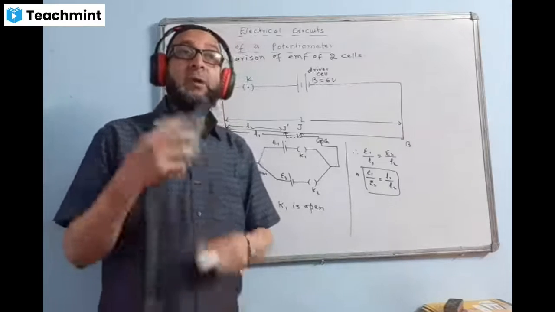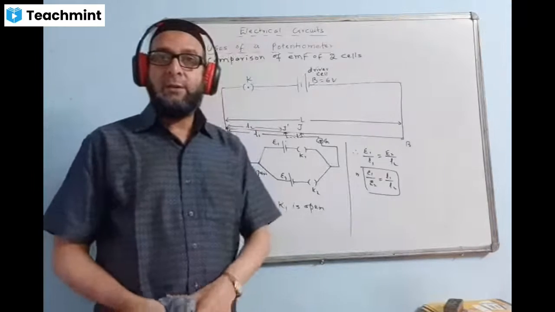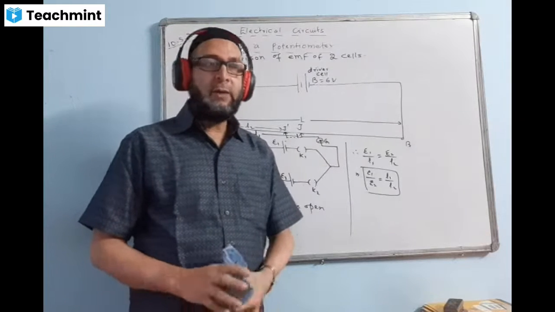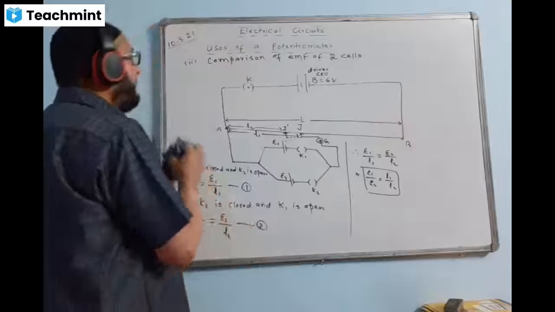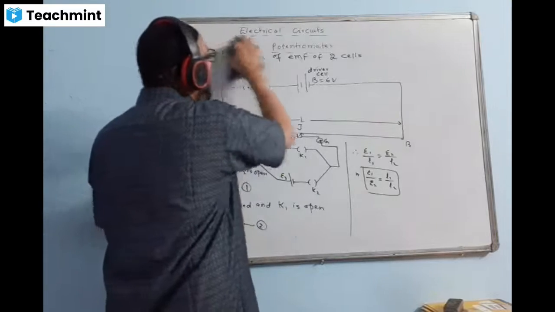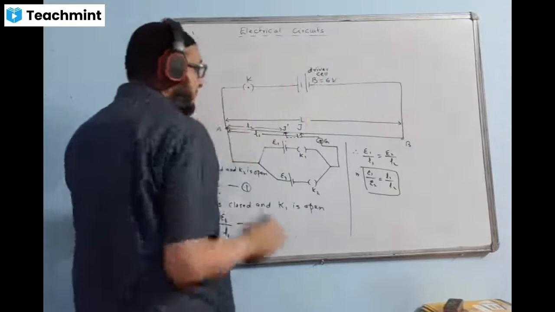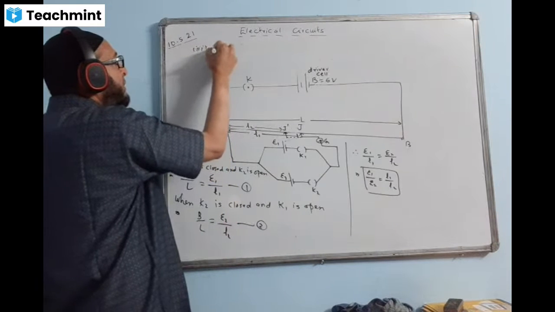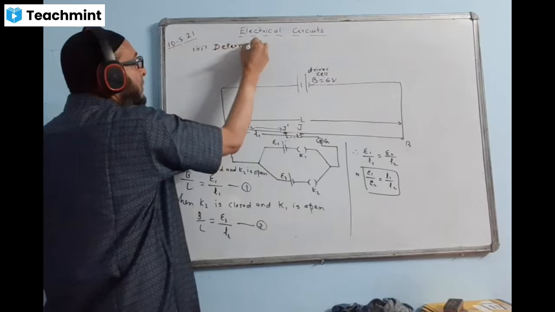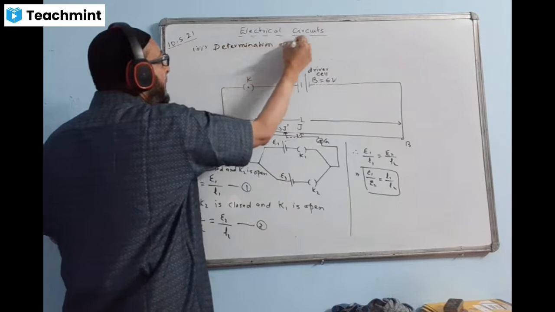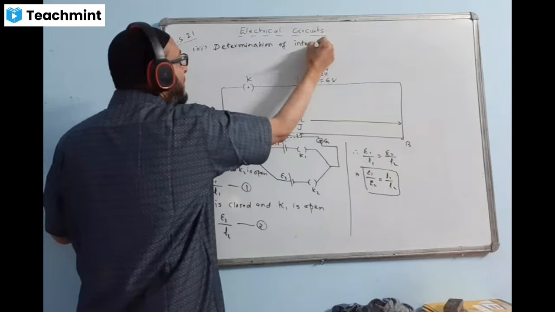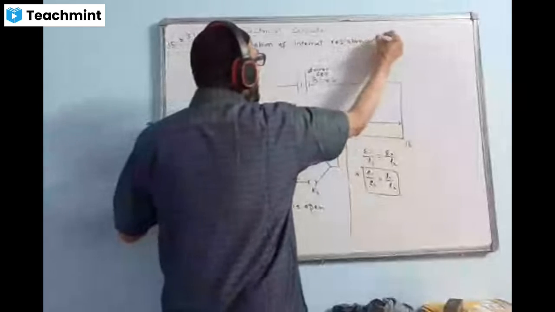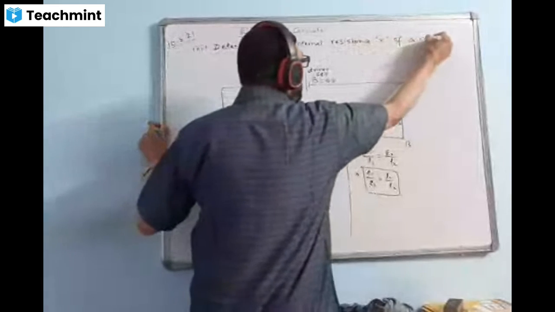The case which we are going to do now is the most important case. So please write case 3 now, third one, right? Determination of internal resistance of a cell. Give the heading, third application of the potentiometer is determination of internal resistance r of a cell.